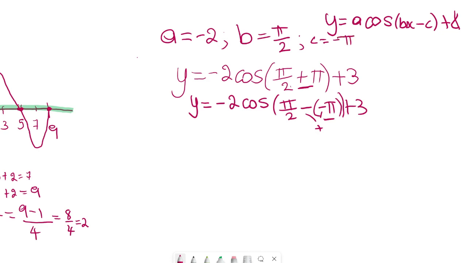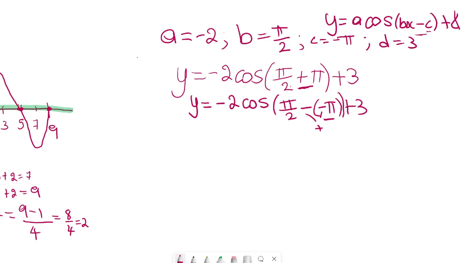Sometimes you can look at this and say, well, based on the formula, we just take the opposite of what's there. Here, when it was minus C, we just took C as is. Here it's plus C, so we take negative C. And so our D, that's going to be 3.